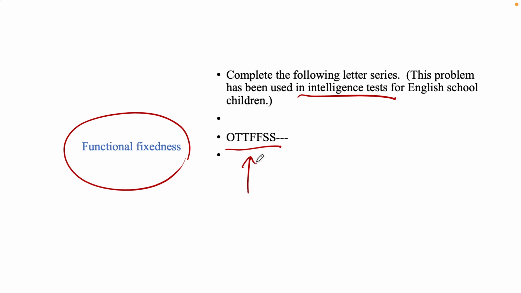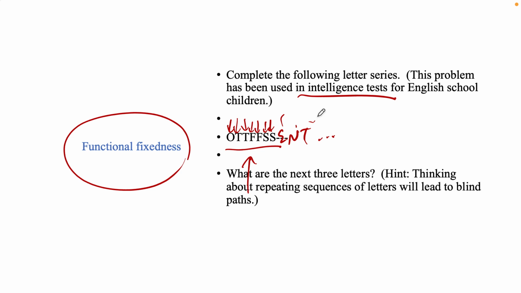Instead of being fixed in a certain problem, you try to look at this like, if you think of the sequence here, it is 1, 2, 3, 4, 5, 6, 7. So the next letter would be E, N, T, and so on. Why? That's 8, 9, 10. So you look at the problem from multiple angles, right? That helps to solve the problem.